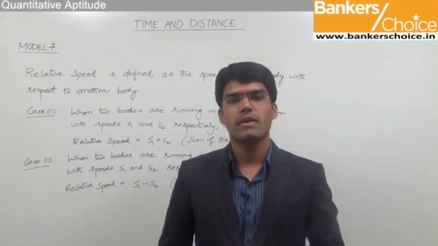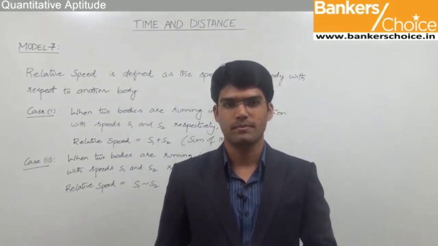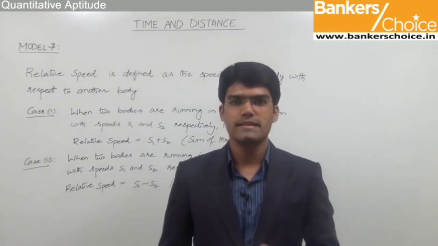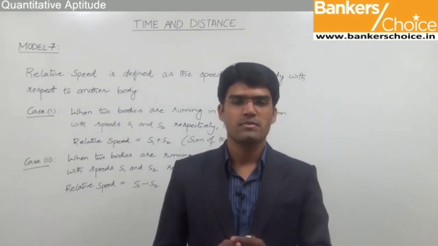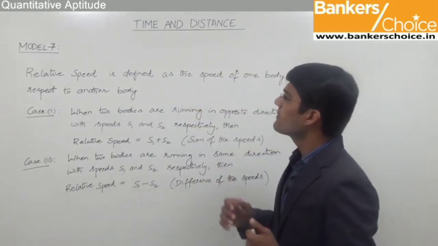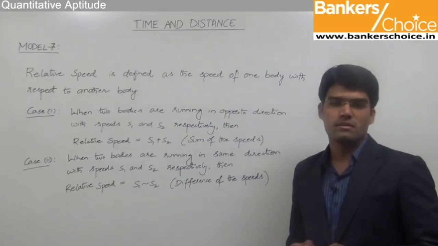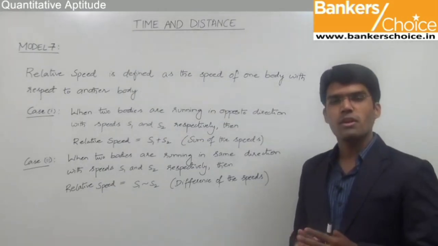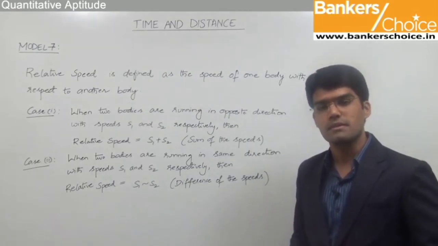Let us now discuss one very important concept from time and distance, which is called relative speed. The concept of relative speed is very important in solving various types of questions from time and distance. So let us first understand what is meant by relative speed. Relative speed is defined as the speed of one body with respect to another body. So whenever two bodies are moving at the same time, this concept of relative speed comes into the picture.